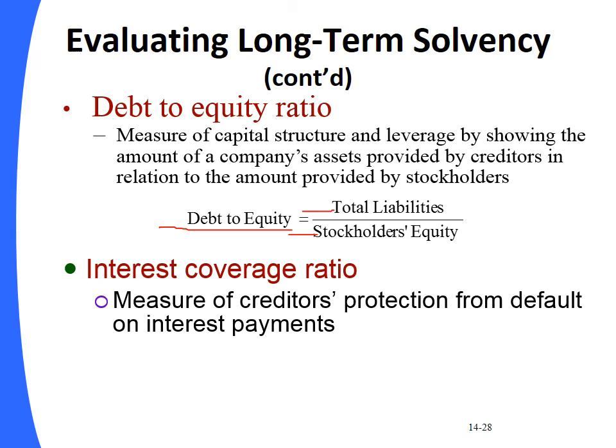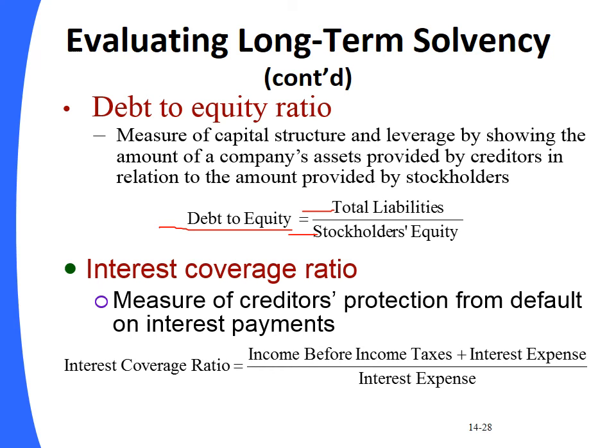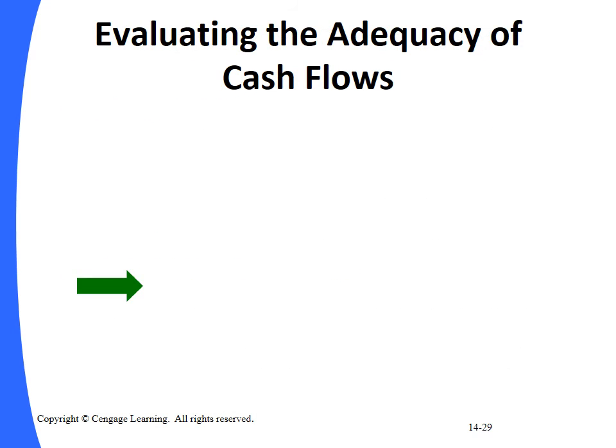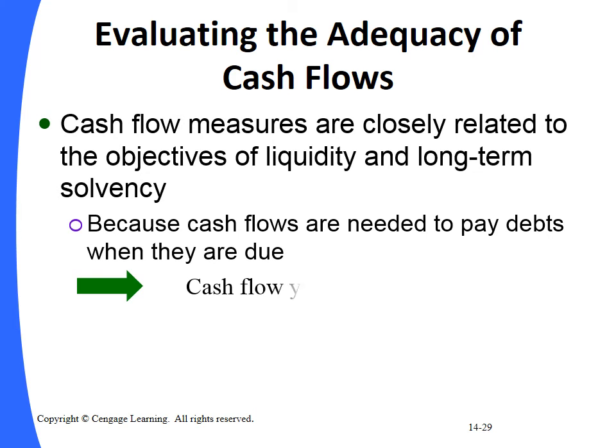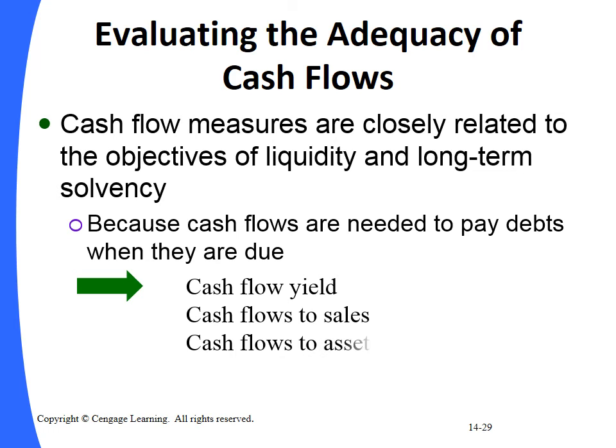Interest coverage ratio. It looks at whether or not there is enough income before taxes to be able to pay the interest expense. Cash flows. We can go through this one quickly because that was in Chapter 13. Cash flows are needed to pay debts when they are due. There's one on here new we didn't discuss. That's free cash flow. It's frequently used by analysts to determine how much free cash this company has after they pay all their bills.